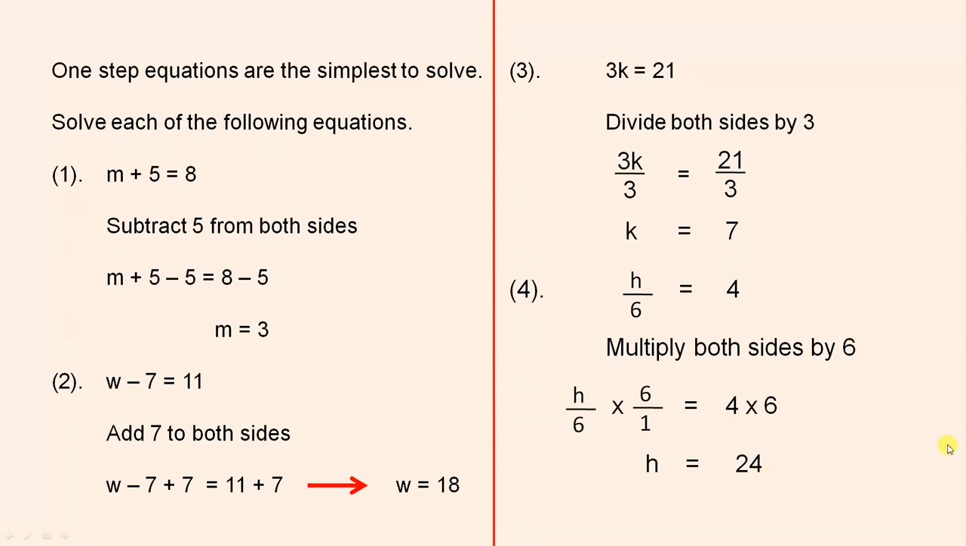So each of those 4 examples are called one-step equations because we only have to perform one operation on both sides in order to solve each equation. That's why it's called one step.